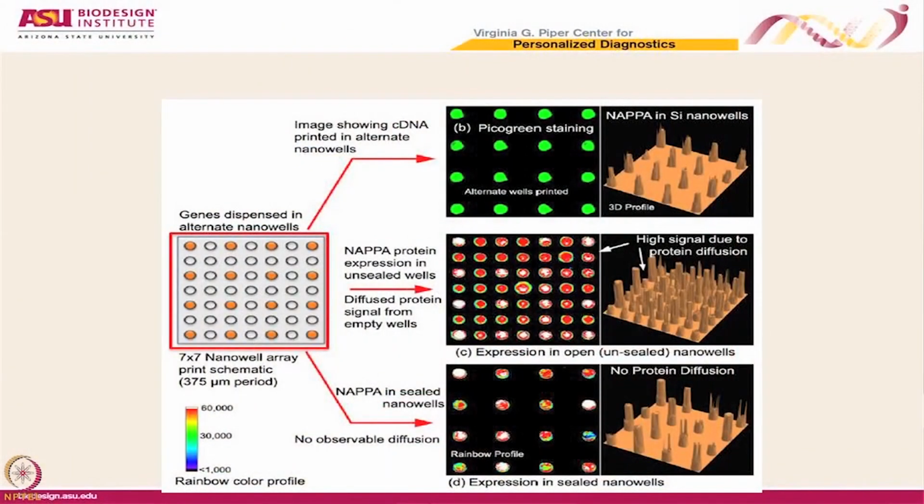Okay, so this is what this looks like. Here we've dispensed genes into nanowells. The genes are in this pattern where they're separated by wells that don't have any expression. And you can see how accurately it expresses. You get very clean expression at each spot. And despite the fact that these are very close together, you're seeing no intervening spots.